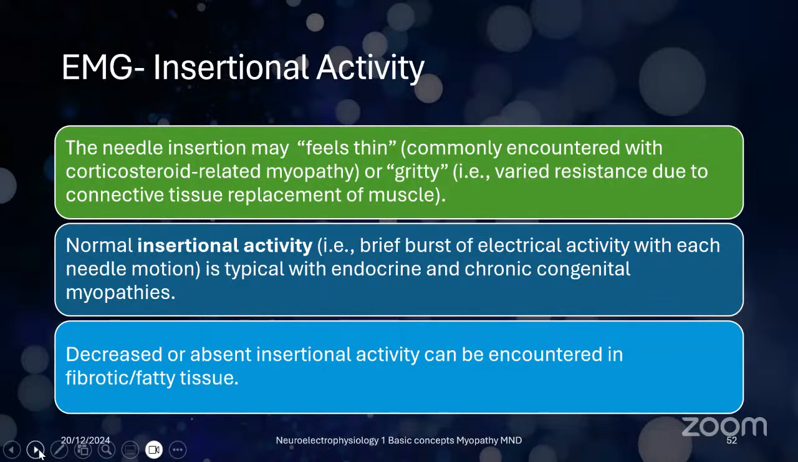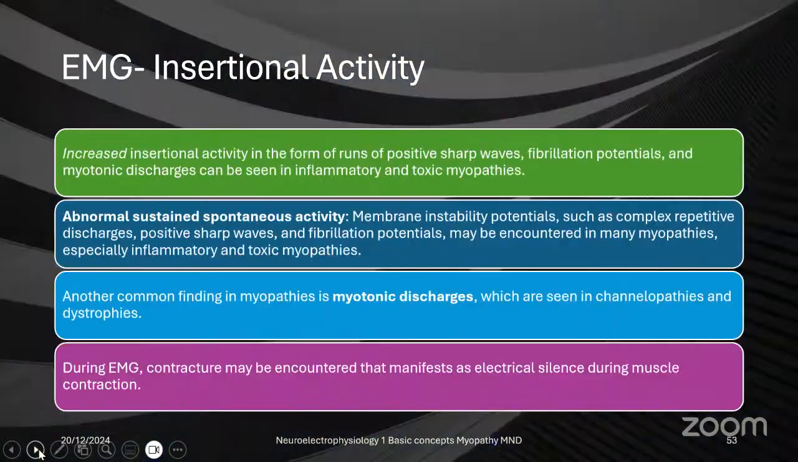So insertional activity is very important. Normal insertional activity, that is a brief burst of electrical activity with each needle motion, is typical with endocrine and chronic congenital myopathies. But it is absent in fibrotic or fatty tissues. It is increased in inflammatory myopathies like polymyositis. Increased insertional activity is an important finding of polyneuropathy.